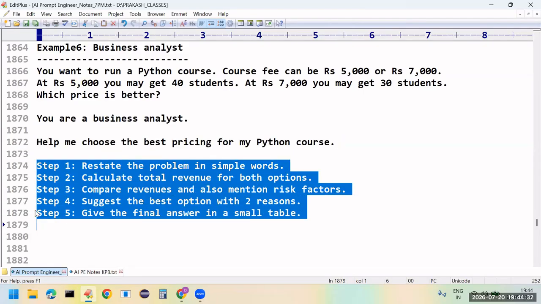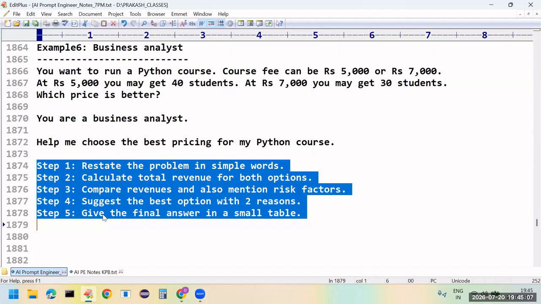Can you please follow these steps? That is very important. What is the first step? Restate the problem in simple words. Sir, maybe the problem is somewhat complex, so please make that problem very simple. Now, second step: calculate the total revenue for both options. Take both cases, identify how much revenue I will get. Then compare the revenue and also underline this point and mention the risk factors.